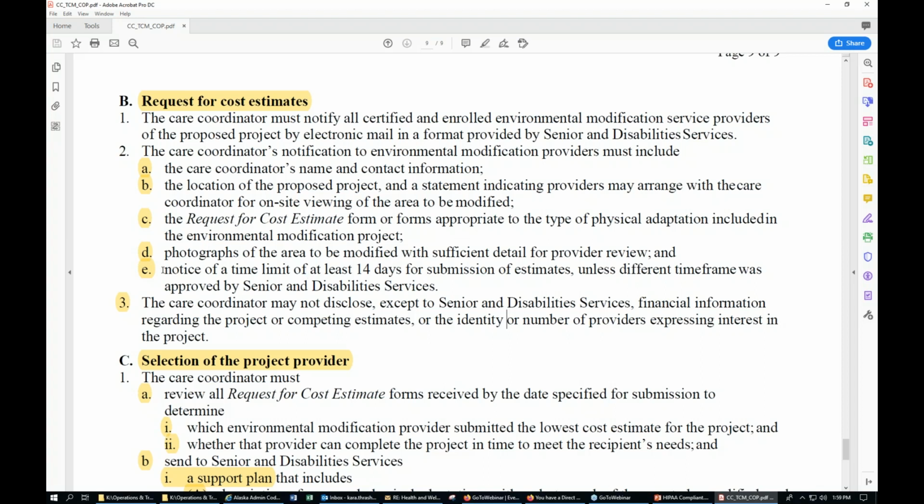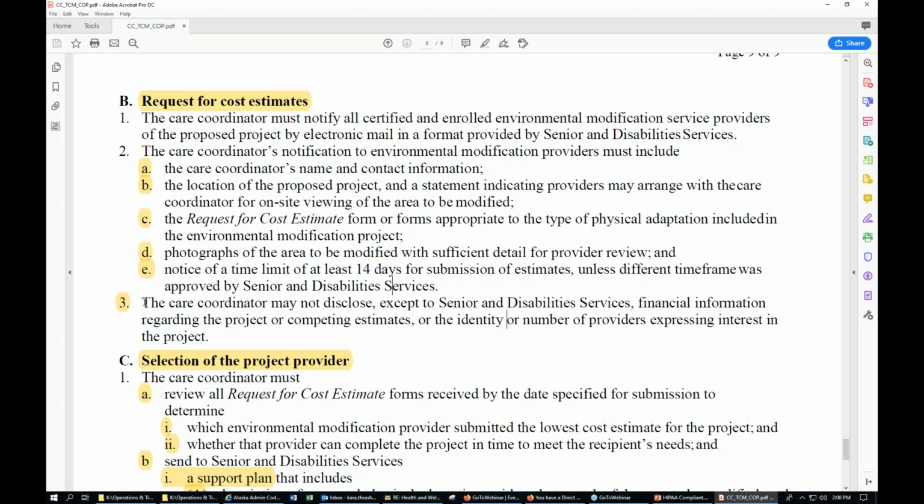And then a notice of a time limit of at least 14 days to submit estimates, unless a different time frame was approved. It could be that you had discussed with SDS about what was happening and they were going to need more time. It's possible, but again, you can have that little inbox open for 15 days. So it makes it easy. Send an email out to them.